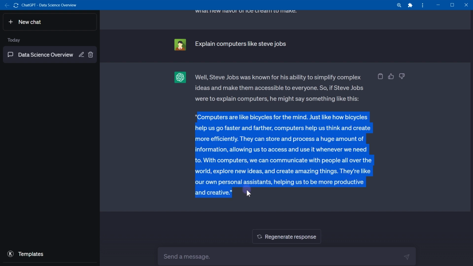So, if you ask to explain something like a specific person, the response will be more in the style of that person. For example, in case of Steve Jobs, the response will be creative and innovative than a traditional explanation. It may use a more storytelling or narrative approach to help explain the concept in a way that is engaging and memorable. It may also draw on analogies or examples from Steve Jobs' life or work to help illustrate the concept.